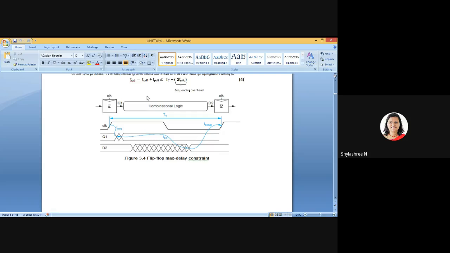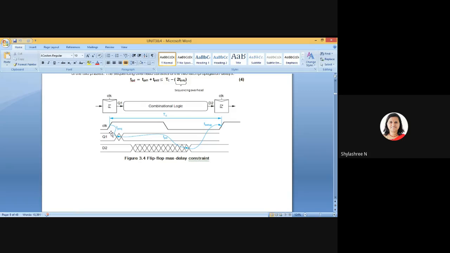So for analyzing this maximum delay constraints, I'm assuming there is no skew and an ideal clock. Now I'm just calling this a path. Path means you can see the arrow mark, starting from here. The path begins with the rising edge of the clock, triggering F1, the flip-flop one, and the data propagates to the output of the flip-flop, that is Q1, and then through the combinational logic, and then up to D2, and it is setting up at F2 before the next rising edge of the clock.